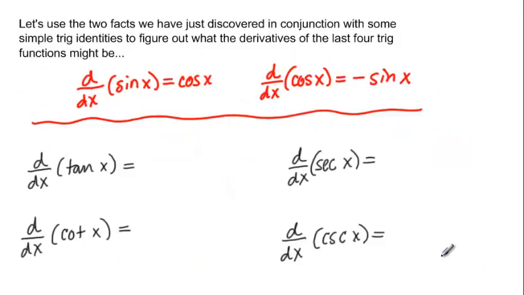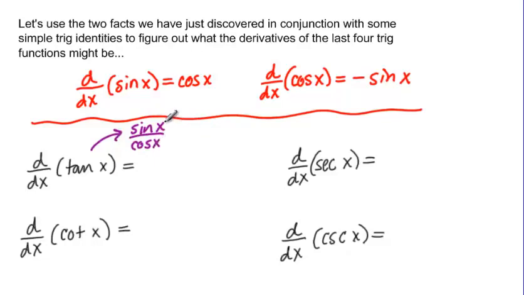So far, we figured out that the derivative of sine x is cosine x, and that the derivative of cosine x is the opposite of sine x. So let's use these 2 facts in conjunction with some simple trig identities to figure out what the derivatives of the last 4 trig functions might be. So we still haven't figured out the derivative of these guys, but we do know these 2 derivatives, and we also know that the tangent can be rewritten as the sine of x over the cosine of x.